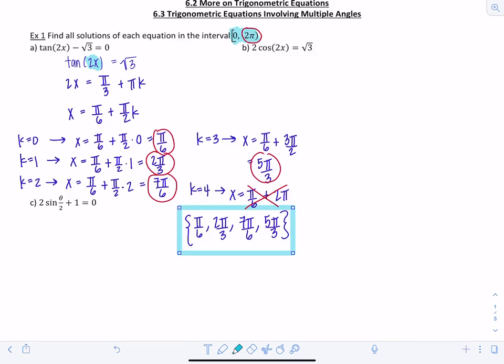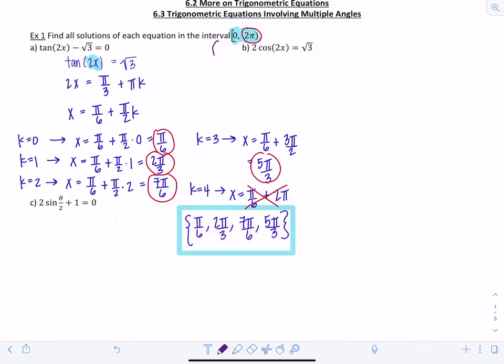Notice we had how many solutions? We had 4. If you just listed where tangent was equal to rad 3, you would only have gotten 2 of the solutions. You'd be missing the other 2. You'd be missing half of them because remember the period was cut in half, so we have double the number of solutions. All right, moving on to another example.